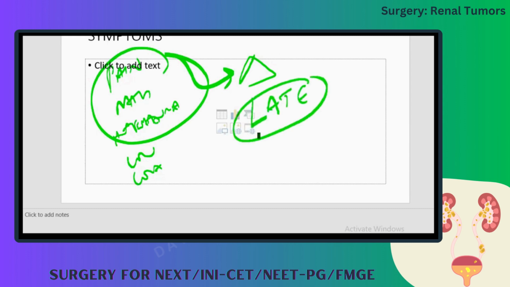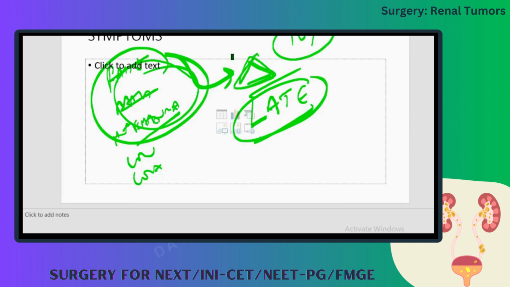The late triad. Because if these 3 features are there, the disease has almost progressed. So pain, mass, and hematuria is the late triad. This is present only in 10% of patients, and it is very late in presentation. Either the patient will have pain, or mass, or hematuria. And a peculiar thing is that the patient will have extra-renal manifestations.